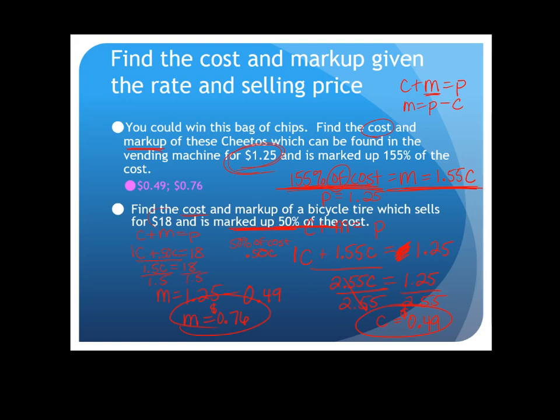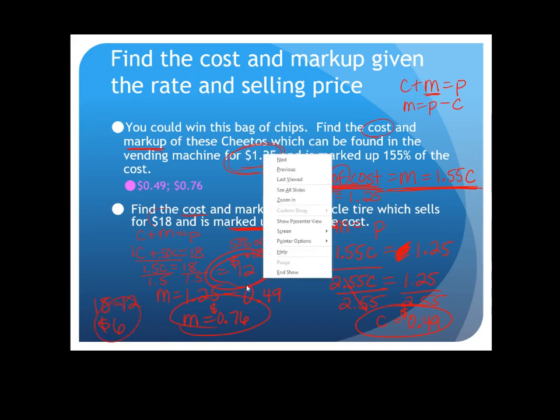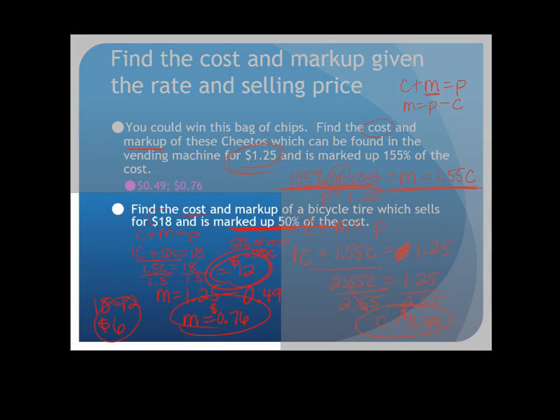When I do 18 divided by 1.5, I get 12. So the original cost was $12, and it got marked up to $18. To find the markup, I'm just going to do 18 minus 12, which is $6. So the original cost was $12. The markup amount was $6.